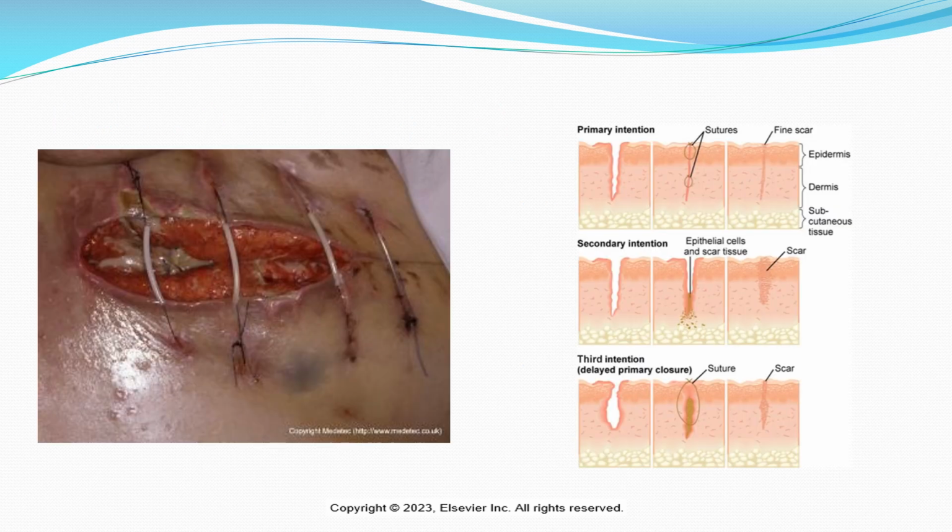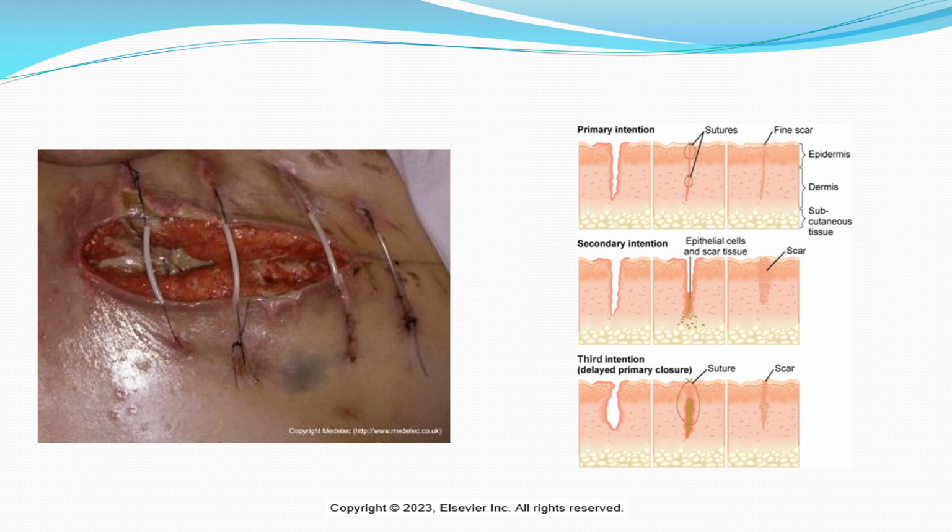And the one that I didn't have on that slide is what we call third intention, or delayed primary closure. This one is a little bit different. It combines some of the methods from primary intention and secondary intention. The reason they would do something like this is that they need to clean out the debris, the infection, necrotic tissue first, and reduce swelling and contamination, all those things, before they go in and try to suture it together.